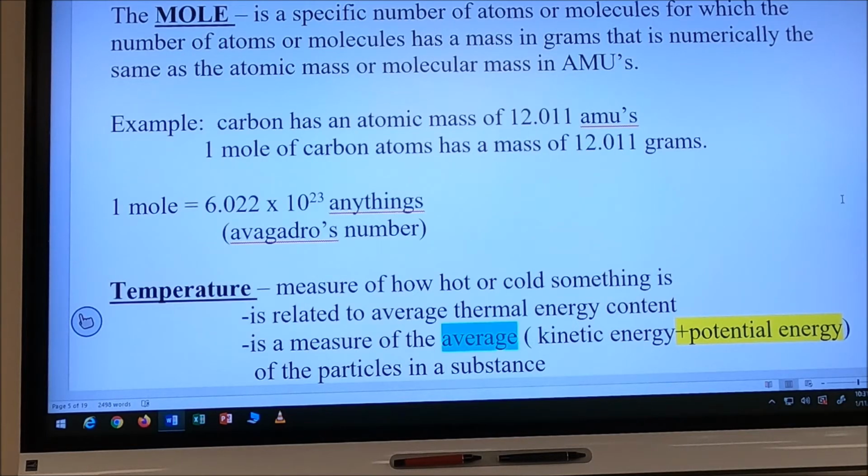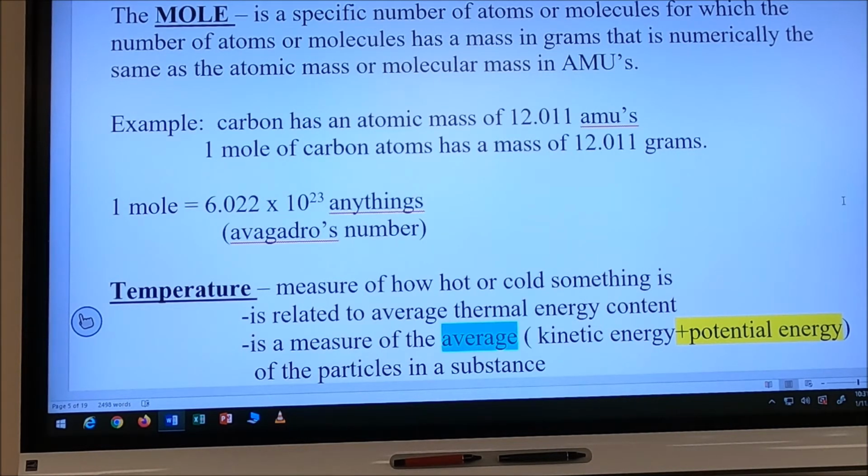1 mole of water molecules. Okay? It's very small individual molecules and atoms. If you had that many ping pong balls, you could bury the 48 contiguous United States to a depth of a couple of miles. Okay? So, the mole. It's just a number of particles. 6.022 times 10 to the 23.